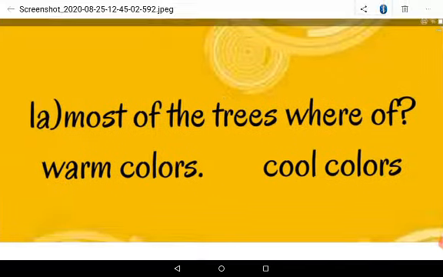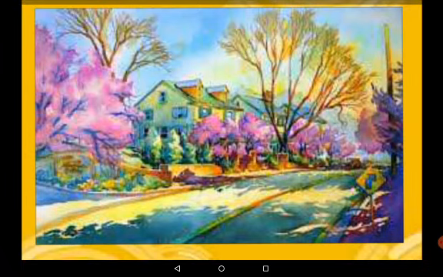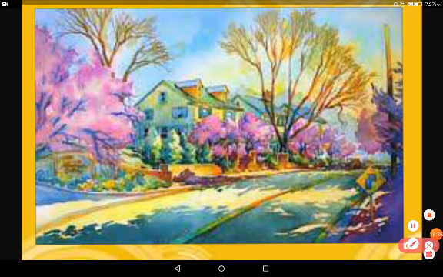Now we are again rewinding our figure. The first question was, what was the main color of the trees? Warm or cool? Reds, oranges and purples will be considered as warm colors. So most of the trees we see here are of warm colors.